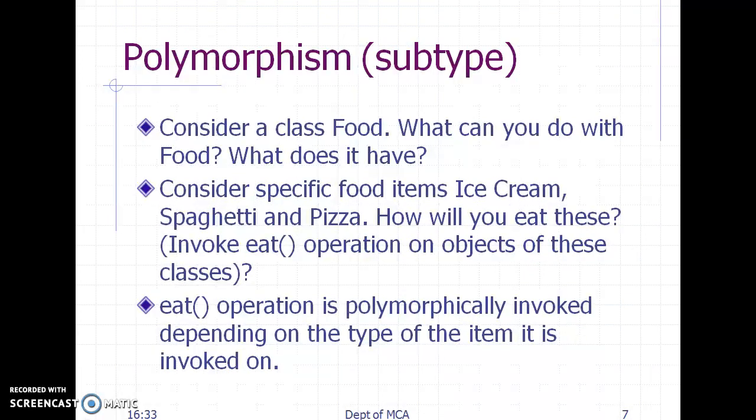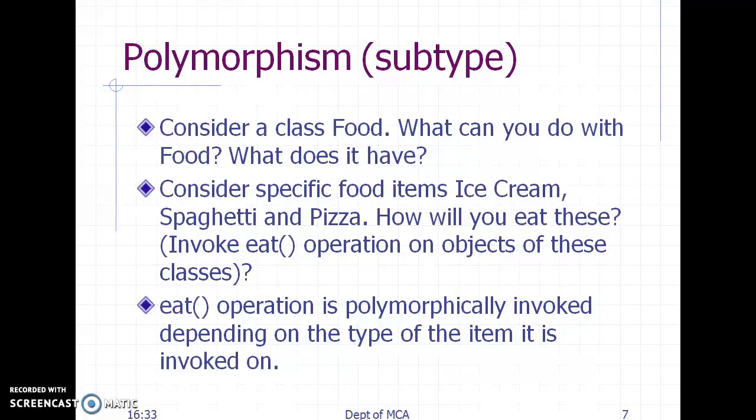Coming to polymorphism. As we considered in the previous example, we considered a class food. What can you do with the food? What does it have? We need to question ourselves about the physical entity. What are its behaviors? What are its characteristics? And we have considered food items like ice cream, spaghetti, and pizza. How will you eat these? Invoke each operation on these objects.